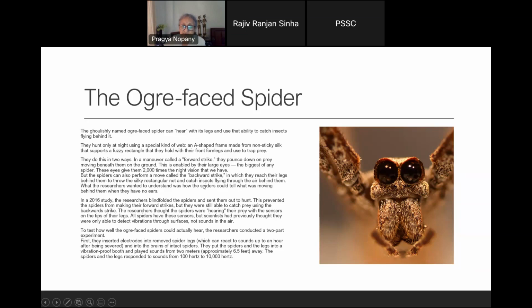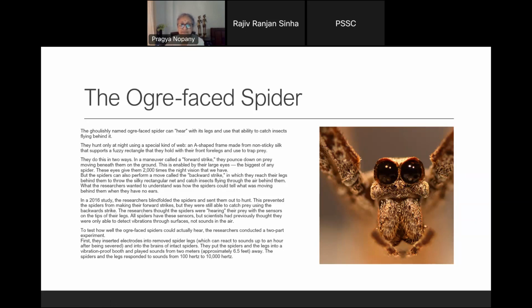They do this in two ways. Now listen very carefully because I'll be asking you some questions based on this. In a maneuver called a forward strike, they pounce down on prey moving beneath them on the ground. This is enabled by their large eyes, the biggest of any spider. These eyes give them 2000 times the night vision that we have.